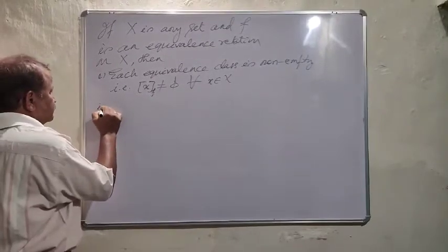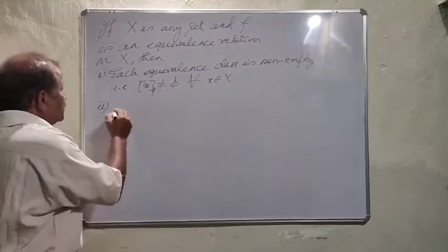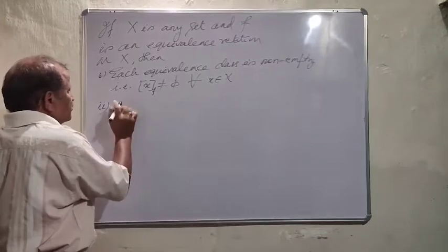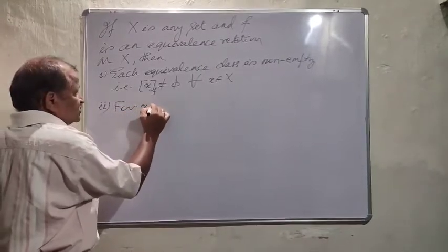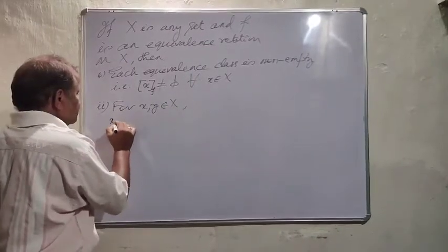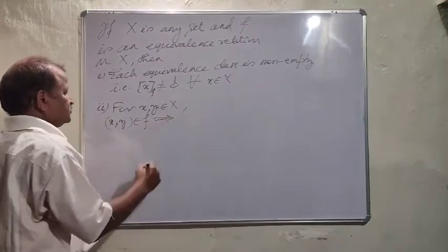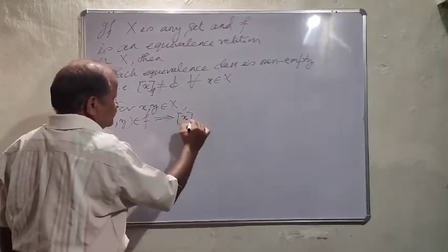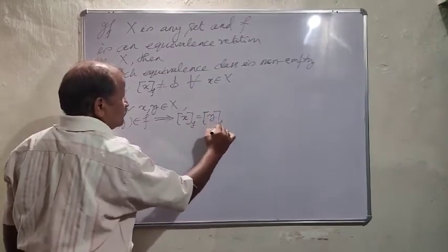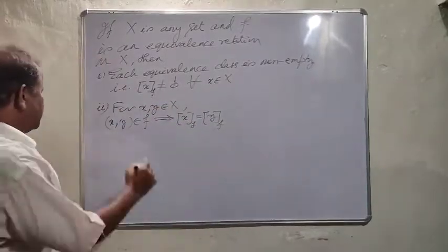Number two, for x, y belongs to X, (x, y) belongs to F implies equivalence class of x is equal to equivalence class of y.